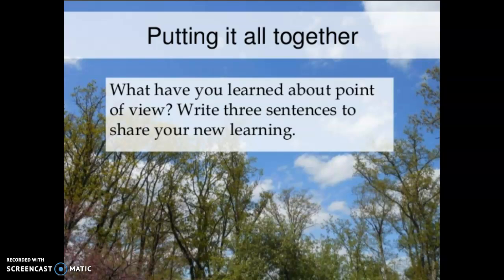So putting it all together, what have you learned about point of view? So I want you to go ahead and write 3 sentences to share about your new learning.